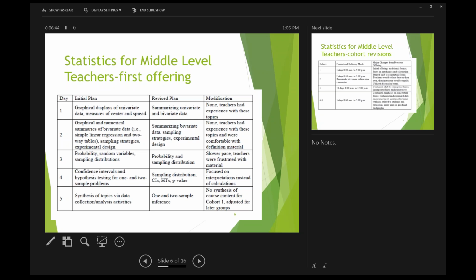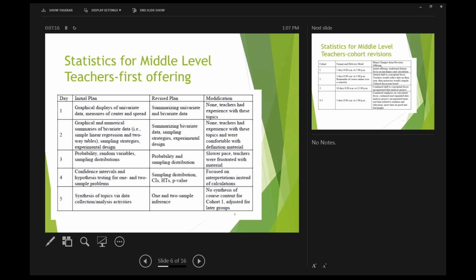We had planned to do confidence intervals and hypothesis testing for 1 and 2 samples on day 4 and kind of synthesize a lot of stuff on day 5. What happened is that we spent a lot of day 4 still on sampling distributions. We tried to build them up empirically rather than talk about theoretical sampling distributions. We did do confidence intervals and hypothesis tests, kind of the introduction to those things and p-values, on day 4, and we focused on interpretation rather than calculation.